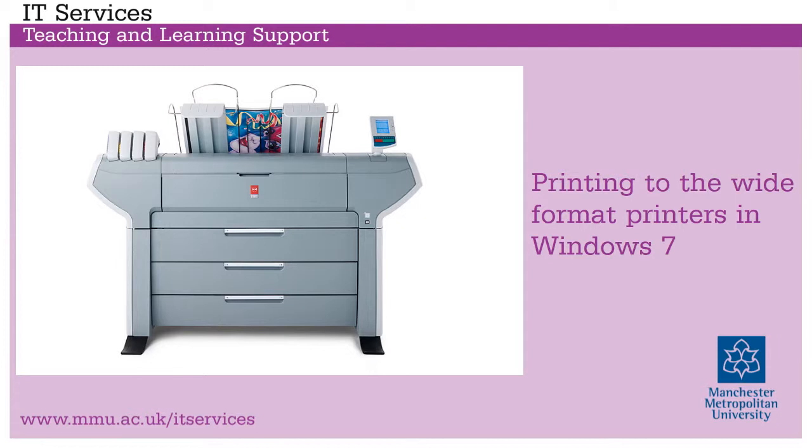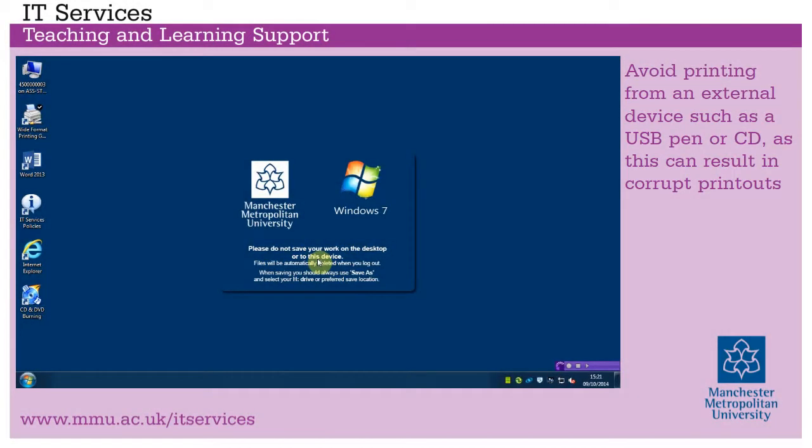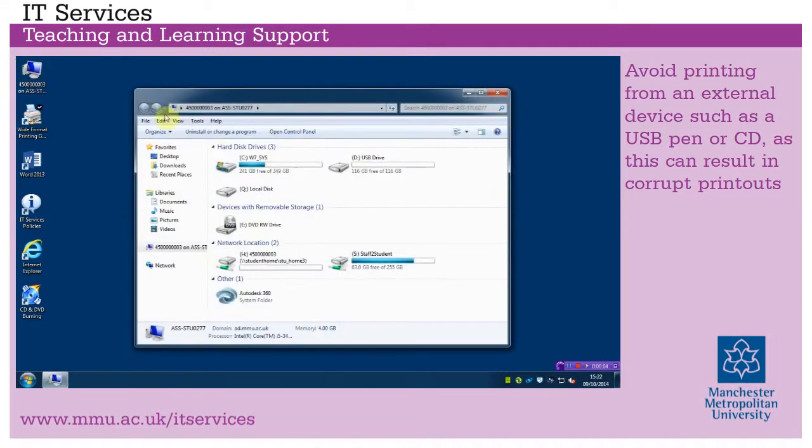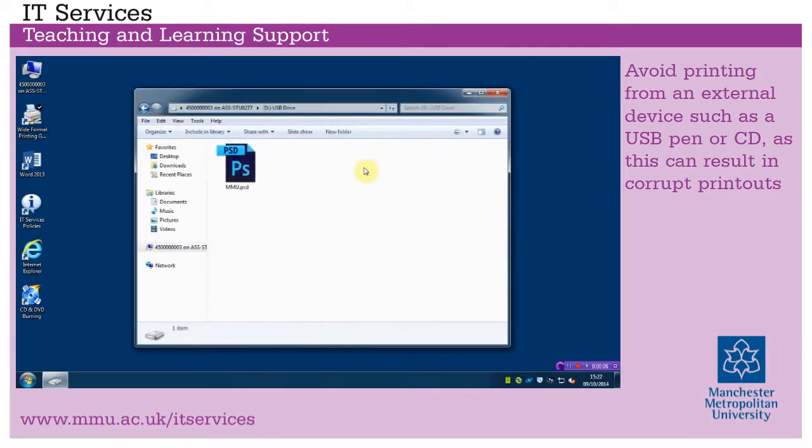In this guide, we'll use Adobe Photoshop Creative Cloud as the example software, although these guidelines are valid and similar for any other piece of software too. You must avoid working or printing from an external device such as a USB pen, a CD or DVD, or an external hard drive, because this can result in partial, blank or corrupted printouts, and the university gives no refunds for prints spoiled as a result.